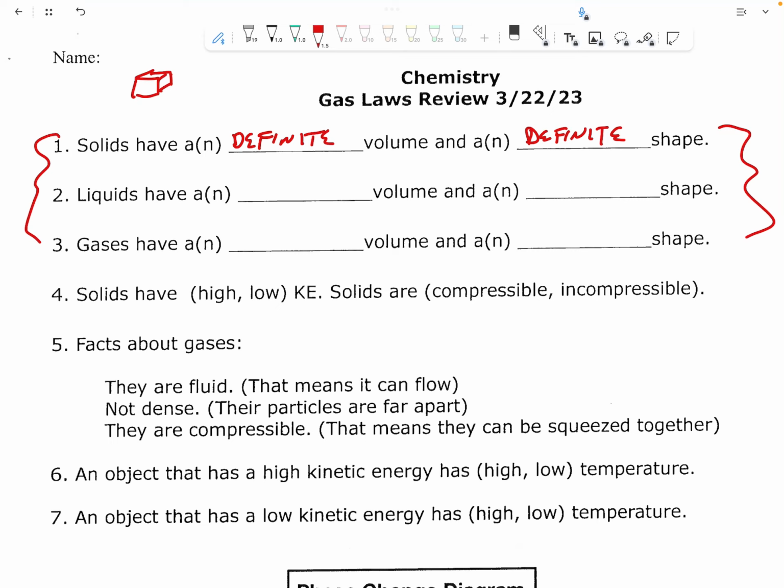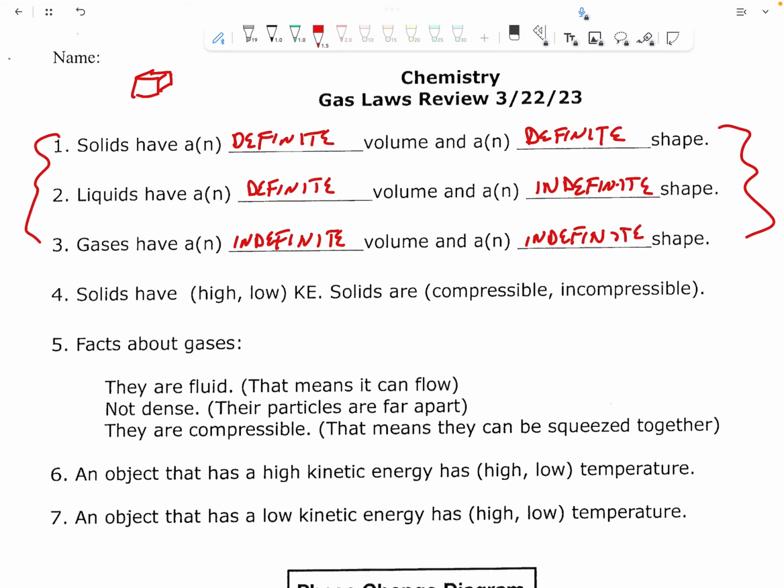Liquids, they have a definite volume. You can pour 10 milliliters of water into a graduated cylinder, which you did with your lab the other day. And it does not have a definite shape, it has an indefinite shape. It takes the shape of its container. Whatever container it goes into, it takes the shape of the container. Gases have an indefinite volume. They can be compressed. They can be expanded. They also have an indefinite shape. They take the shape of their container also.